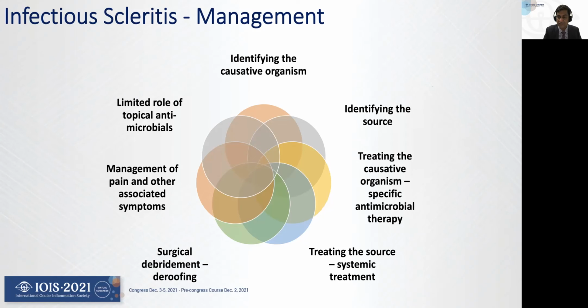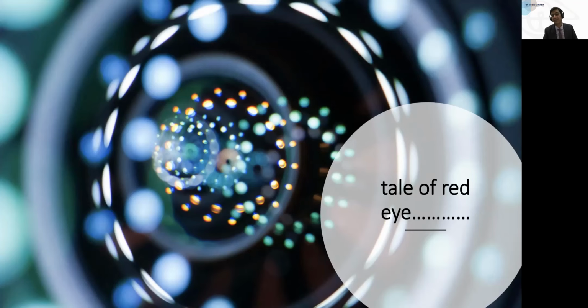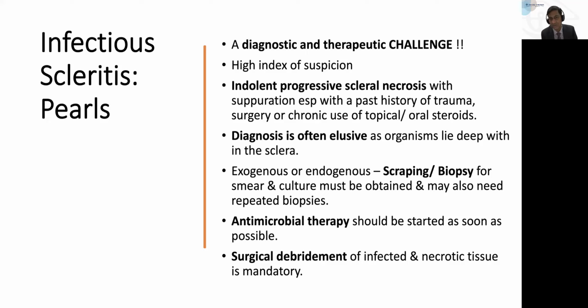How do we manage such a patient? It is very important to identify the source or the causative organisms, and treat the causative organism, if identified, with specific antimicrobial therapy based on sensitivity. Also treat the source by finding it and giving systemic treatment. Surgery can also have an important role, wherein debridement and deroofing can help reduce the bulk of the infection. There is also an important role for supportive therapy in the management of pain, and a limited role for topical antibiotics.